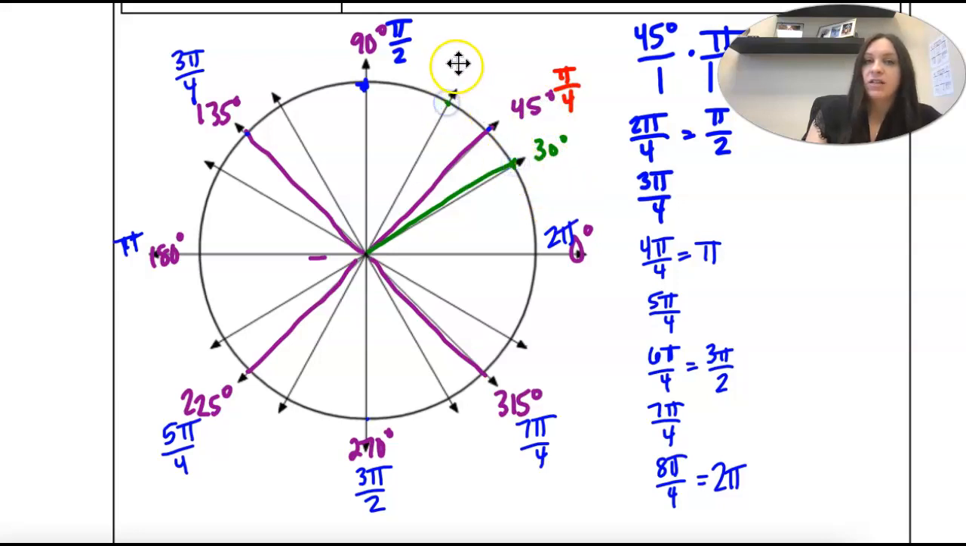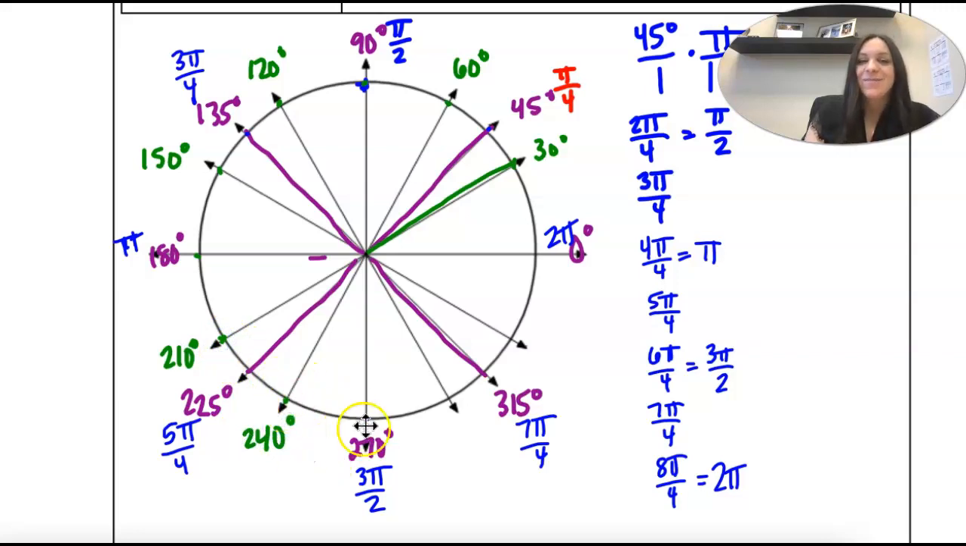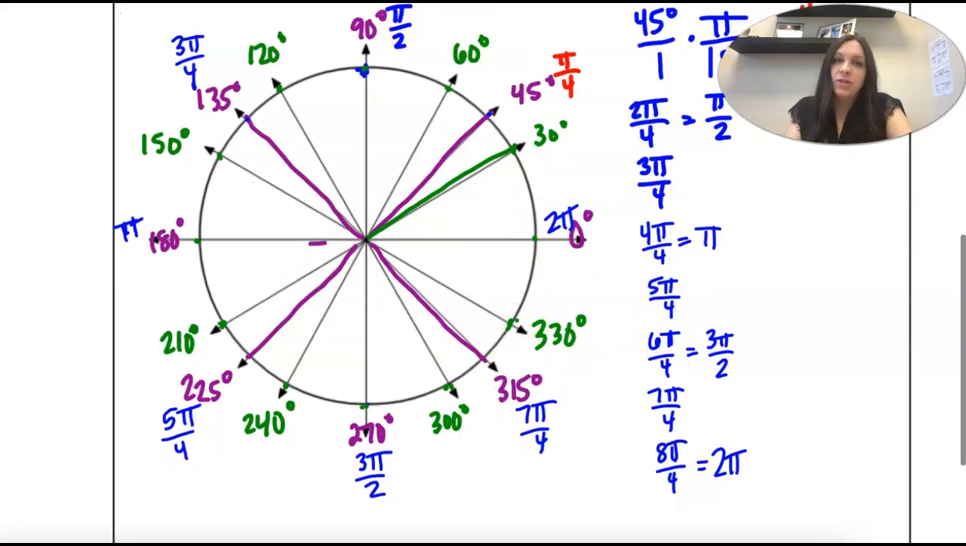So 30 plus 30 is 60. 60 plus 30 is 90. 90 plus 30 is 120. 120 plus 30 is 150. Plus 30 is 180. Plus 30 is 210. 210 plus 30 is 270. Nope, 240. I was looking ahead, sorry. Plus 30 is 270. Plus 30 is 300. Plus 30 is 330. Plus 30 is 360. Okay, so our unit circle in degrees.